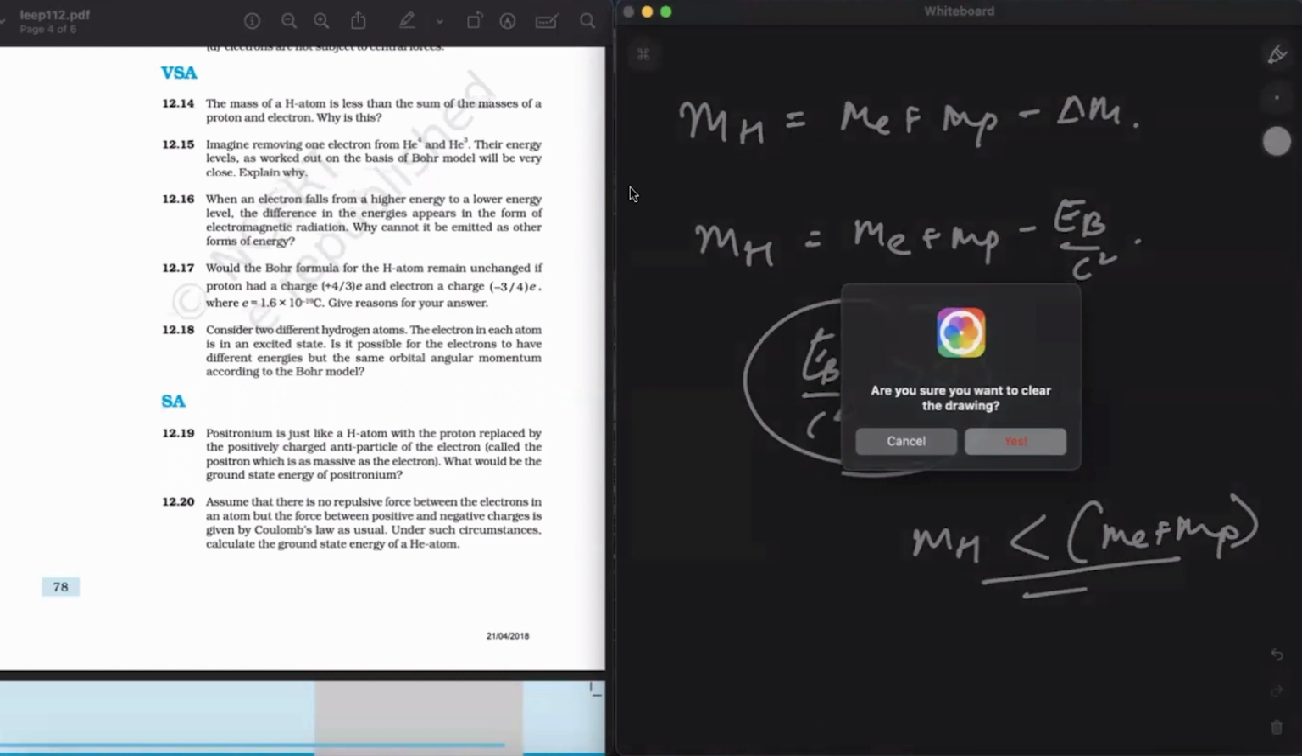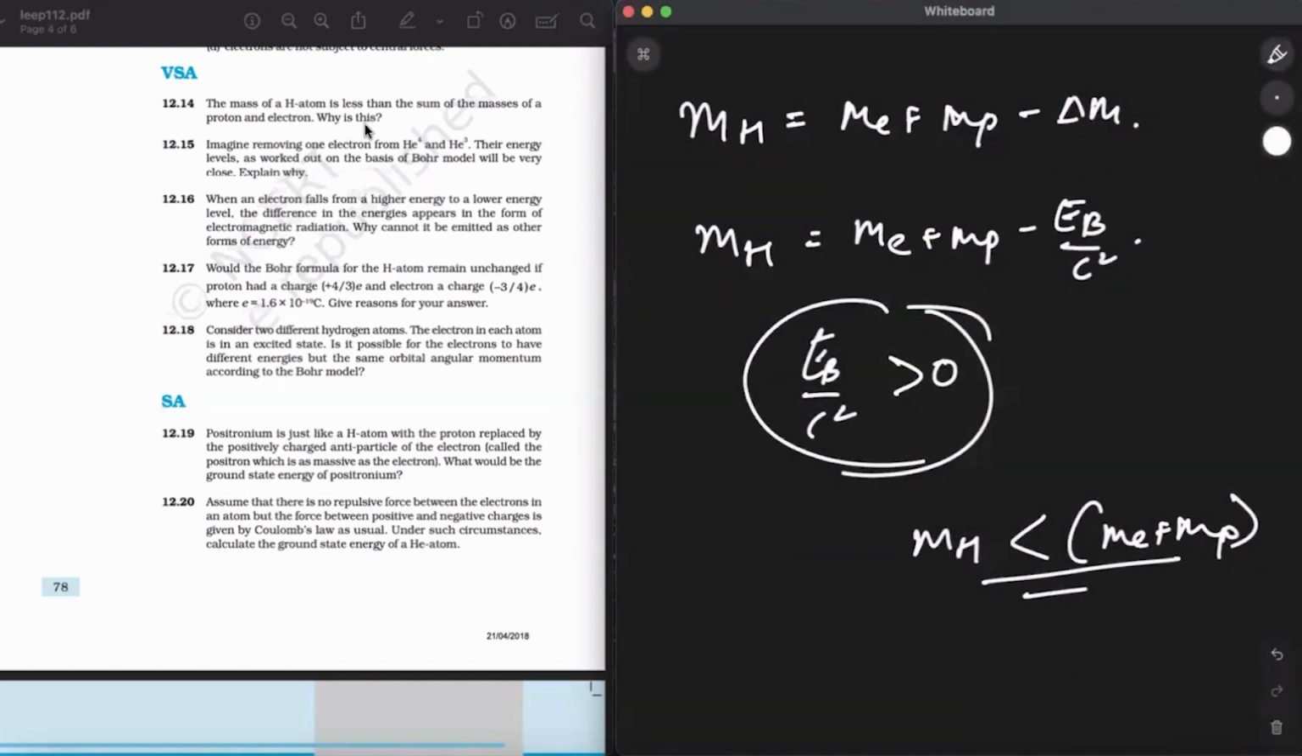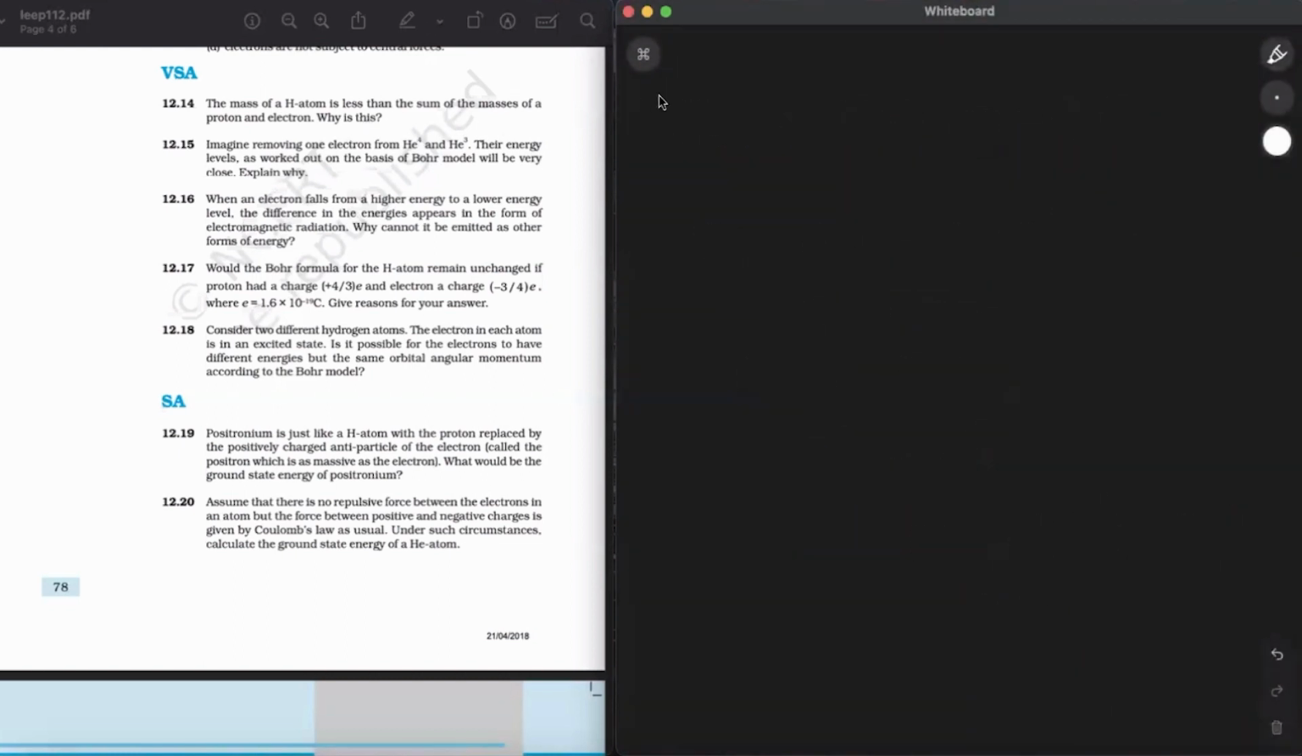So we have answered question number 14 right now. Moving on to question number 15. Imagine removing one electron from helium-4 and helium-3. Their energy levels, as worked out on the basis of the Bohr model, will be very close.